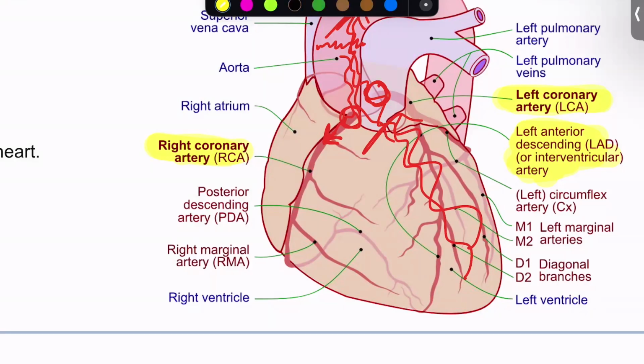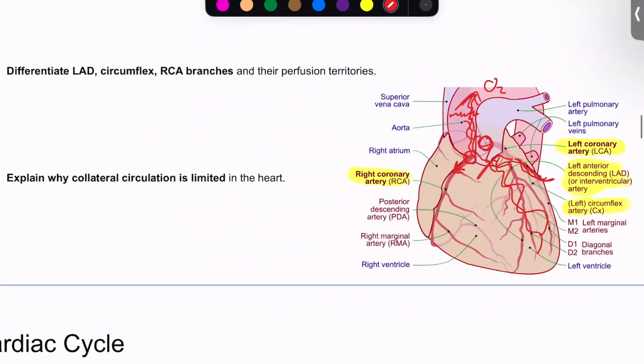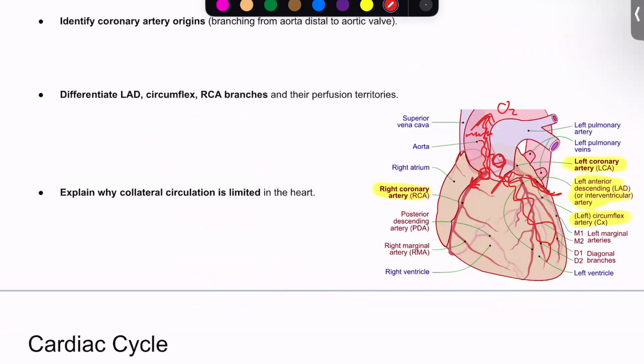Then we've got the left circumflex. So that one's right here. Kind of goes around the heart, comes around to the back. And so that supplies the left atrium, some of the left ventricle, and maybe the SA or AV node, kind of just depending on the dominance.